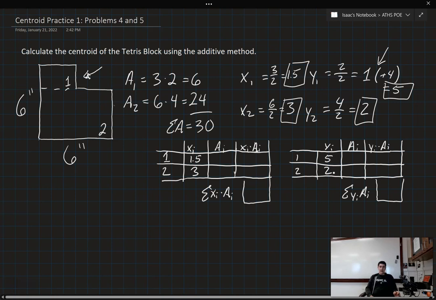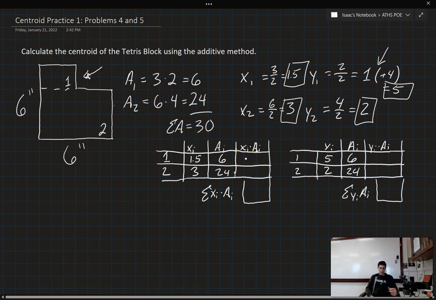For the ai's, we're actually going to put in the areas of those shapes. So for shape number 1, the area is 6, and that's going to go in both tables because it's the same shape. For shape number 2, that area is 24. Alright, so our table is almost done. What we're going to do now is multiply these numbers across, and then we will add them together at the end.